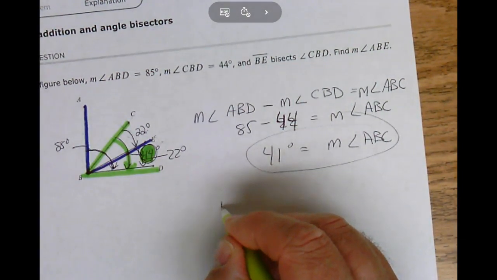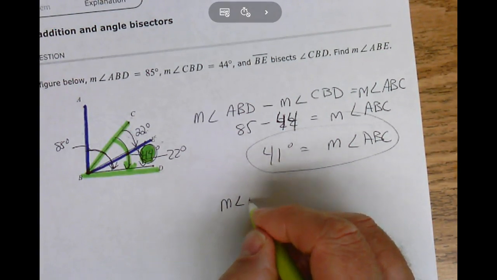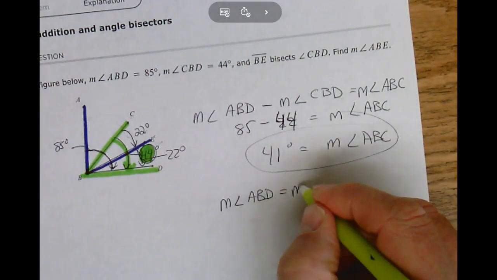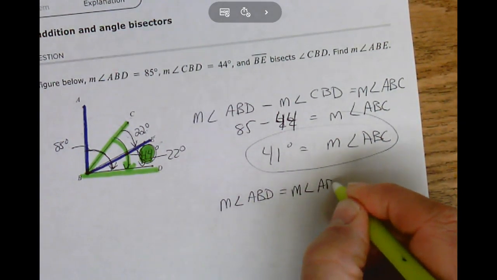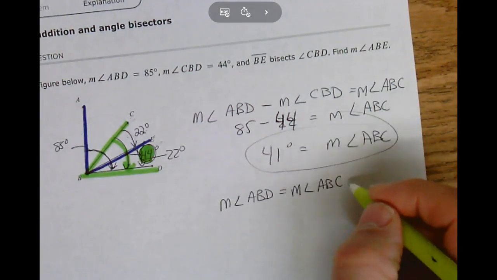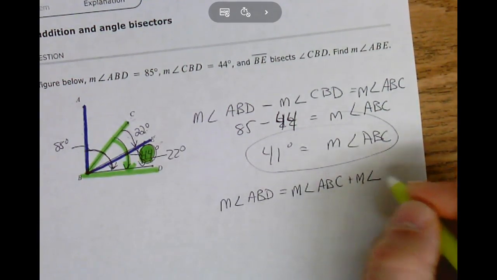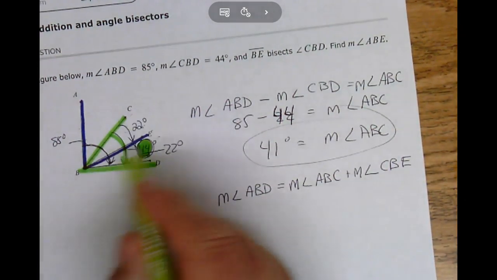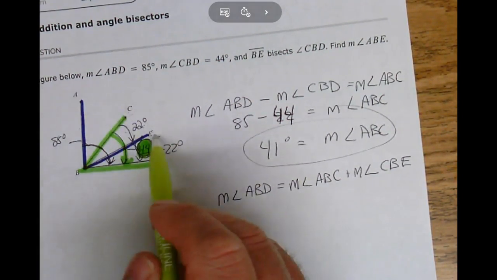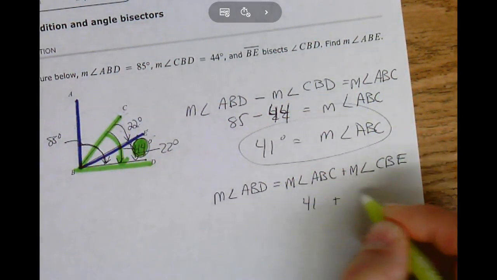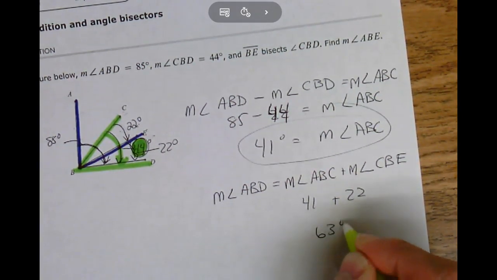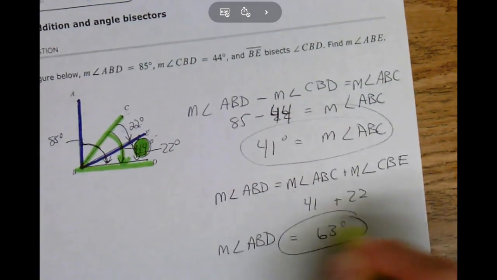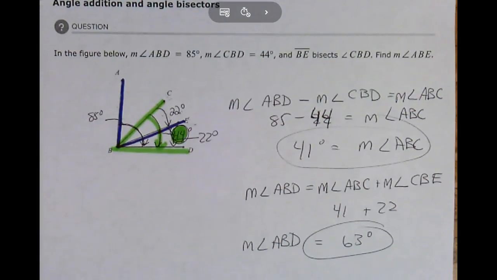So if we want to know the measure of angle ABD, it's equal to the measure of angle ABC, this one, plus the measure of angle CBE. So this one right here. At this angle and this angle, we'll get the total angle. So you plug that in, 41 plus 22, 63 degrees, equals the measure of angle ABD. That should be your answer. So that's kind of how you do that.